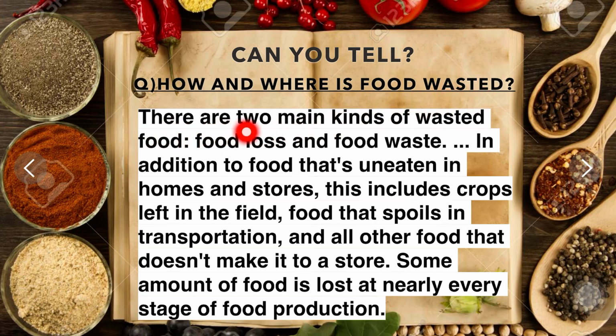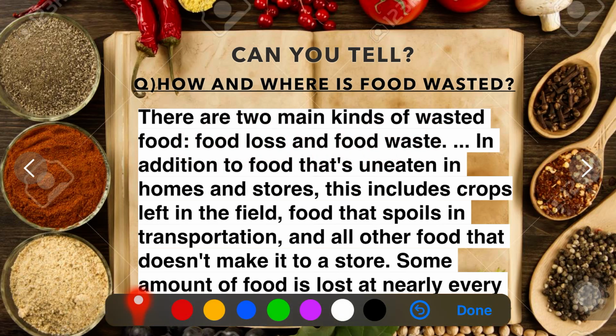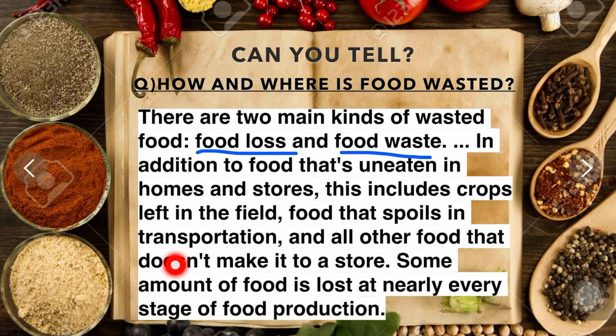Yes, there are two main kinds of wasted food: food loss and food waste. In addition to food that's uneaten in homes and stores, this includes crop left in the field, food that spoils in transportation, and all other food that doesn't make it to a store. Some amount of food is lost at nearly every stage of food production.